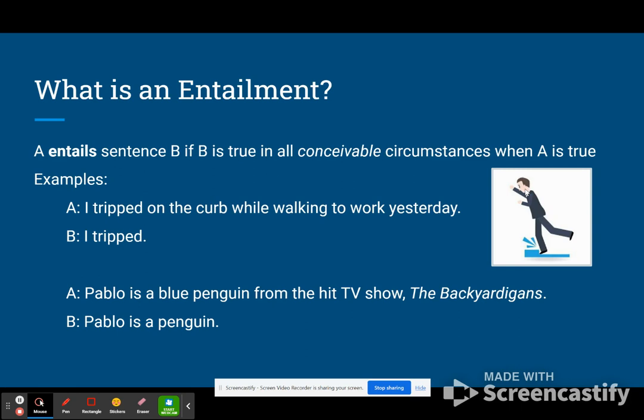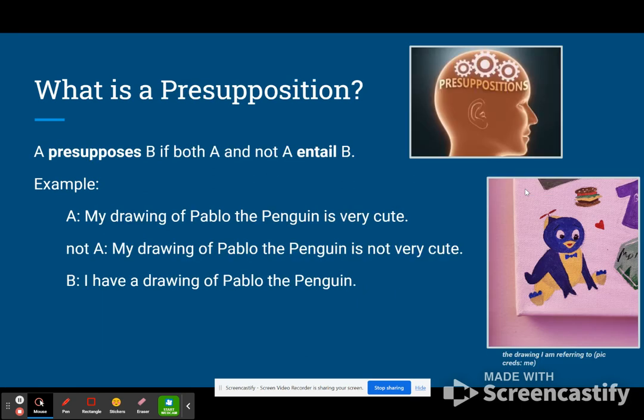So, what is a presupposition? We say that sentence A presupposes sentence B if both A and not A entail B. So here's an example showing what a presupposition is. If the sentence A is, "My drawing of Pablo the penguin is very cute," and not A is, "My drawing of Pablo the penguin is not very cute," and sentence B is, "I have a drawing of Pablo the penguin," we can see that both A and not A are sentences that necessarily entail B. In other words, B is true whenever A and not A is true, so it's a little bit stronger than simply an entailment.